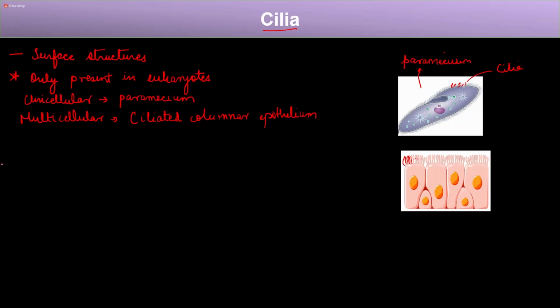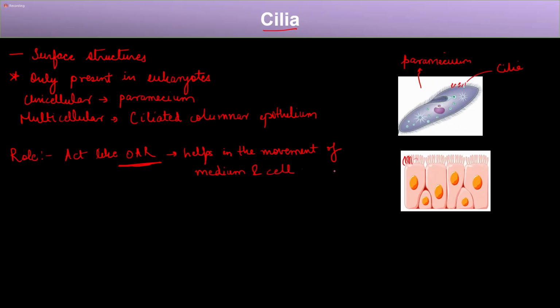Now, what is the role of the cilia? If we talk about the role of the cilia, it acts like an oar. Now, what does this term oar mean? It means it helps in the movement of medium. A cell has some medium or some surrounding in which something is present, right? And that thing is known as medium. So it helps in the movement of medium and cell. It either helps in the movement of the cell, or it also helps in the movement of the medium.